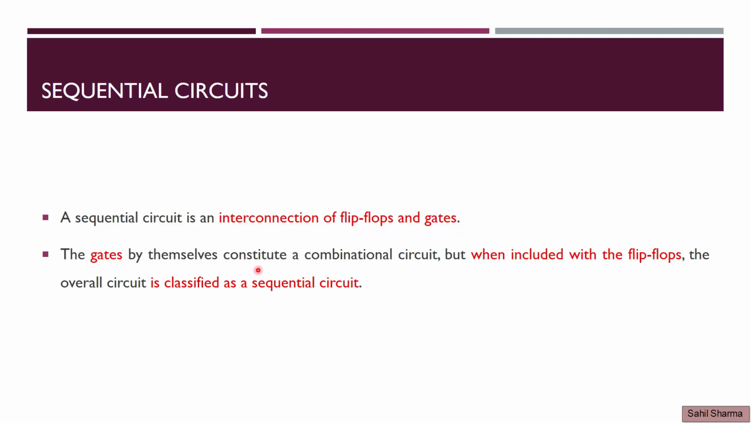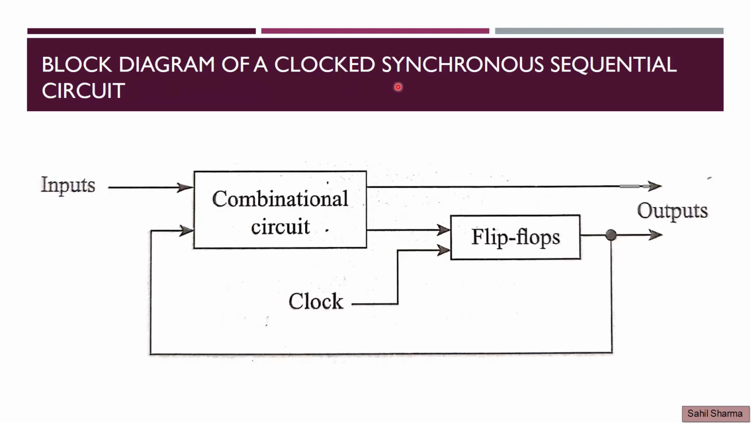The gates by themselves constitute a combinational circuit, but when we combine gates with the flip-flops, then it is known as a sequential circuit. This is the block diagram of a clocked synchronous sequential circuit. In this we give the external input to the combinational circuit along with the output of the flip-flop as the input to the combinational circuit. The clock pulse is provided to the flip-flop, and this combination will produce some output. Whole of this diagram is considered as a synchronous sequential circuit.